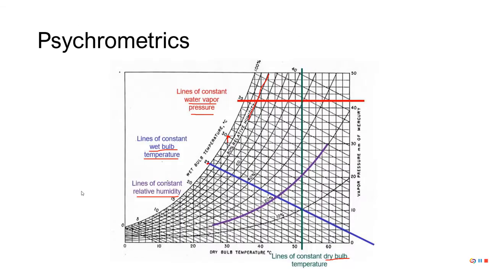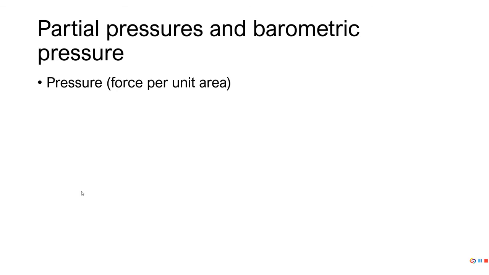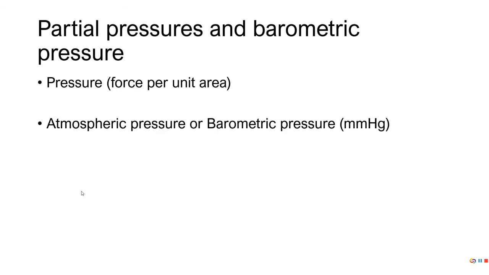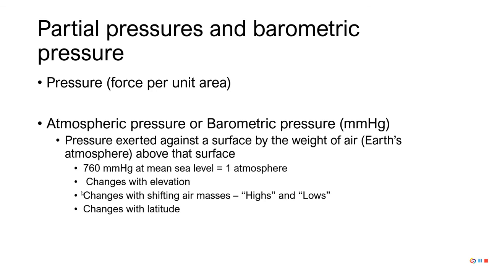And barometric pressure. Pressure is just how much force for a given area. We've got atmospheric pressure, generally measured in millimeters of mercury. Remember, the air has weight. At sea level, this weight is 760 millimeters of mercury, often referred to as 1 atmosphere. But atmospheric pressure changes with elevation. The higher up we go, the lower the pressure.